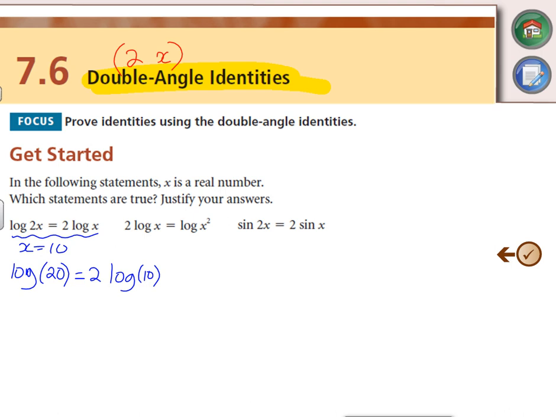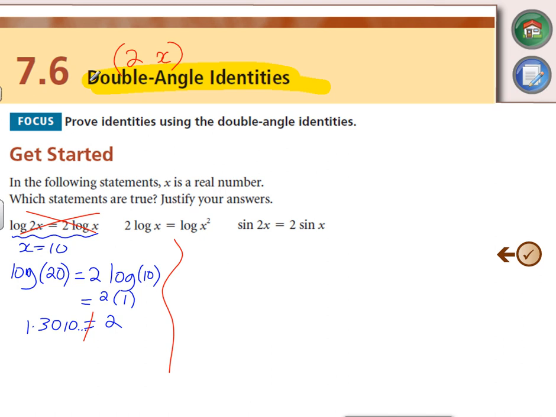Well, 2 times log base 10 of 10, that's 2 times 1, that's 2. Is the log of 20 equal to 2? Well, if we punch log of 20 into our calculators, nope. That's equaling 1.3010 dot dot dot. That most definitely is not an identity. Doesn't work.